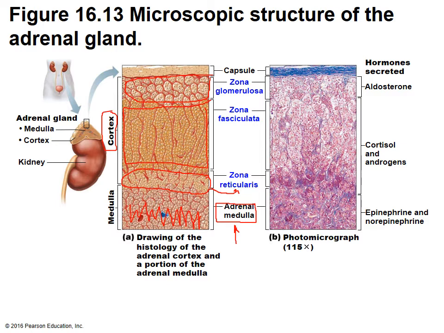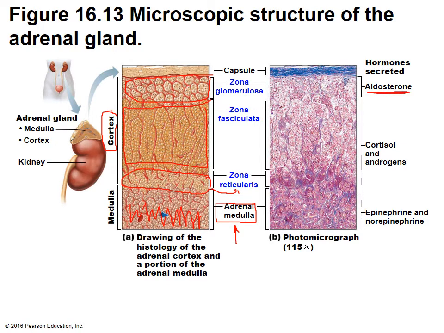What you can also do is look all the way over to the right-hand side, and you can see examples of the main hormones that fall into each category. For the zona glomerulosa, when we were talking in our previous slide about how it produces mineralocorticoids, the main one is going to be aldosterone.